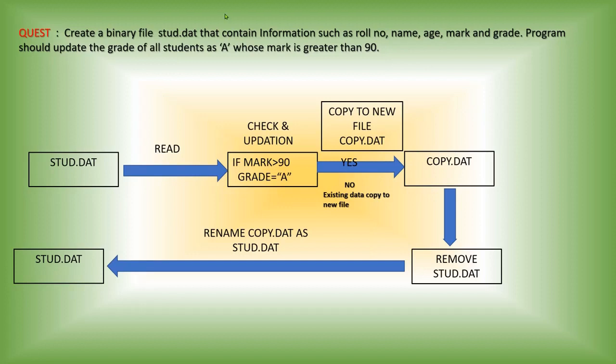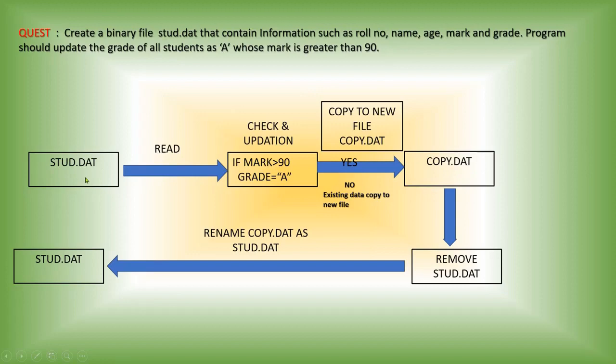See, this is a logic. Here there is a question. Create a binary file stud.dat that contains information such as roll number, name, age, mark and grade. The program should update the grade of all students as A whose mark is greater than 90. So we have to update the student's grade as A if mark is greater than 90. That is the question. So the first step, you have to create a binary file. This is the file that is created, stud.dat.